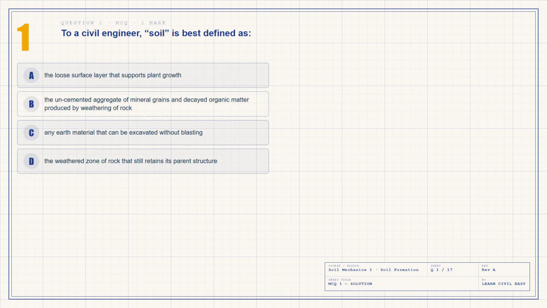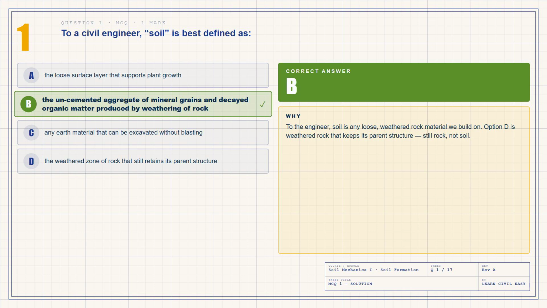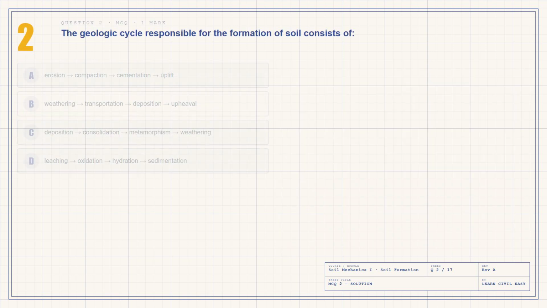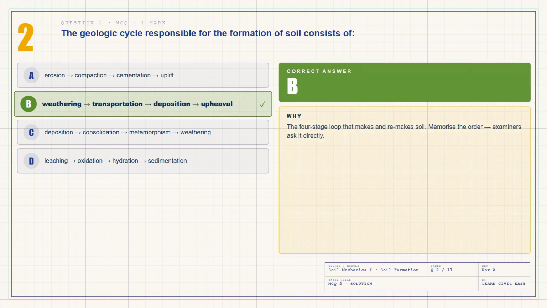Question 1. The answer is B. To a civil engineer, soil is the uncemented aggregate of mineral grains and decayed organic matter produced by the weathering of rock. Option D describes weathered rock that still keeps its parent structure, but that is still rock, not soil. Question 2. The answer is B. The geologic cycle runs in 4 stages: weathering, transportation, deposition, and upheaval, and then it repeats. Memorize these 4 words in order because examiners ask this directly.